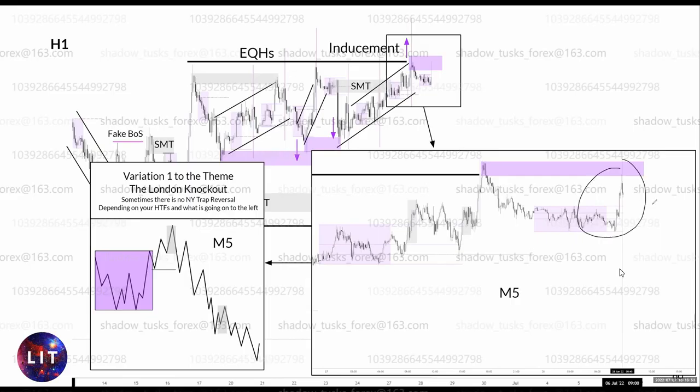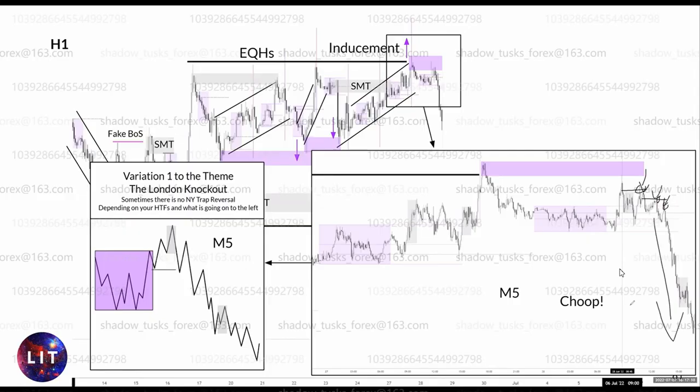Can this turn into a London knockout? Yes, it can. Okay, so guess what happens? Choop! Boom! You can expect that. Mona Lisa entry in here. Re-entry in here. Re-entry in here. And then boom! Don't expect a New York reversal. No. Continuation. Boom! Beautiful. Just chooped it. And it makes perfect sense.